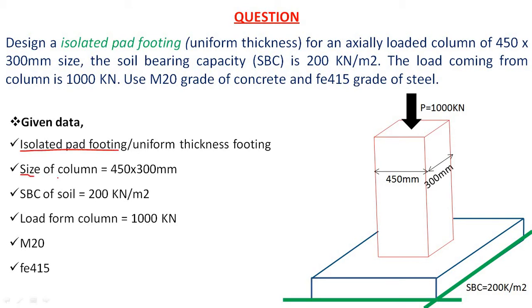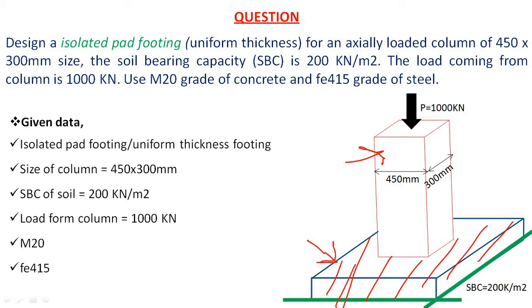Then the size of column is provided as 450 by 300. Then the SBC of soil is 200 kilonewton per meter square, and the load coming from the column is 1000 kilonewton. The grade of concrete is M20 and the grade of steel is Fe415. So here you can see the figure at the right hand side, which shows the footing in the blue color. This is the footing and this is the column. So we have to design this part, the footing part. So we'll see this design of the footing.